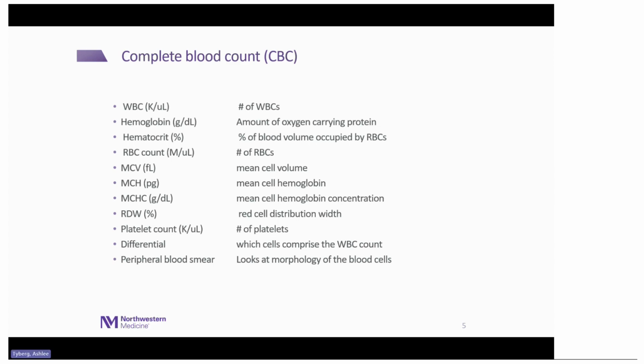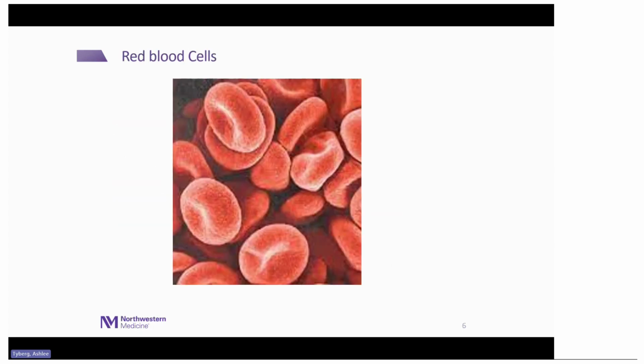All right, and then I mentioned the peripheral blood smear. I showed you the blood smear, and by looking at the cells themselves, you can learn a lot. The pathologist will do this, and the technical lab will do it, and they'll help describe what they're seeing, and that informs us about what's happening with that patient's blood.